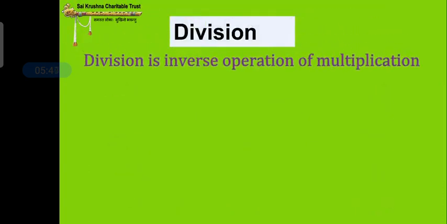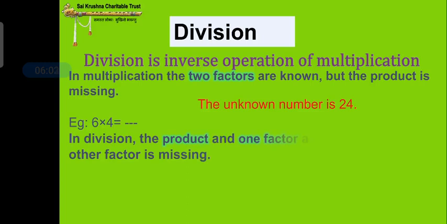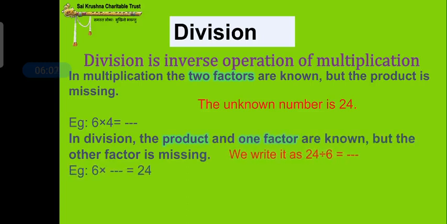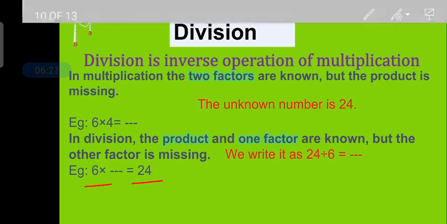Next, division is the inverse operation of multiplication. In multiplication, the 2 factors are known, but the product is missing. Here in this example, 6 into 4. What are 6 fours? It is 24. Right? In division, we know the product and we know one factor, but the other factor is missing. See here, 6 into 4 is 24. Whereas in division, we know 24 and we know 6. So 24 divided by 6 is how much? It is nothing but 4.